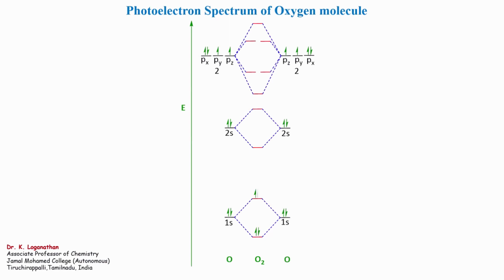These are filled in molecular orbitals formed between two oxygen atoms according to Aufbau principle and Hund's rule of maximum multiplicity. This is 1σg bonding molecular orbital, then 1σu anti-bonding molecular orbital, 2σg, 2σu, 3σg, 1πu, 1πg, and 3σu. Therefore, the electronic configuration is 1σg², 1σu², 2σg², 2σu², 3σg², 1πu⁴, 1πg².